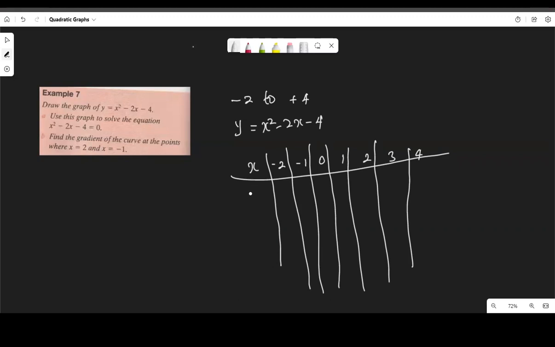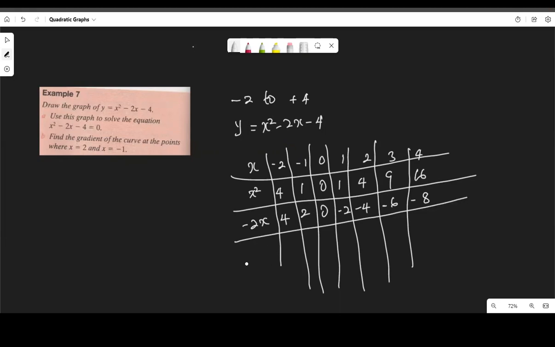So x squared will be 4, that is the square of this, 1, 0, 1, 4, 9, and 16. -2x will be -2 times -2 is 4, -2 times -1 is 2, this will be 0, this will be -2, -4, and multiplying this by this, -6, -8.